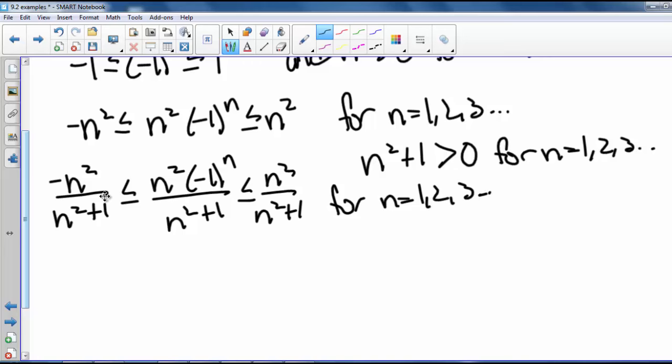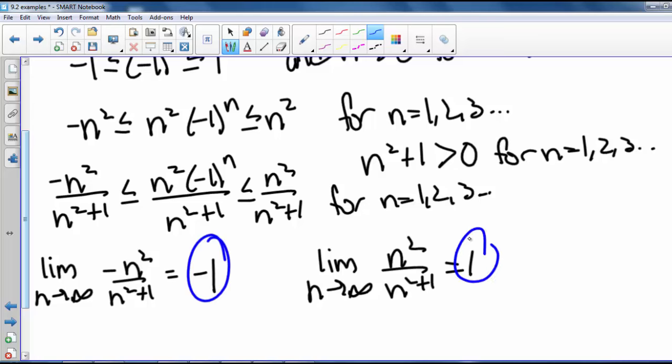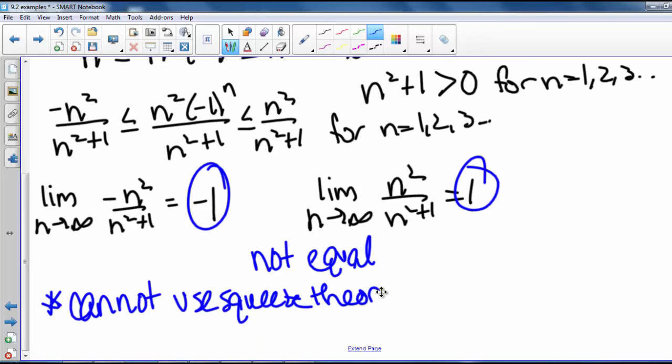So finding the limit of the sides, looking at the limit as n goes to infinity of negative n squared over n squared plus 1, we find that that is negative 1. On the other side, the limit as n goes to infinity of n squared over n squared plus 1 equals 1. So these are not equal. So we cannot use the squeeze theorem.